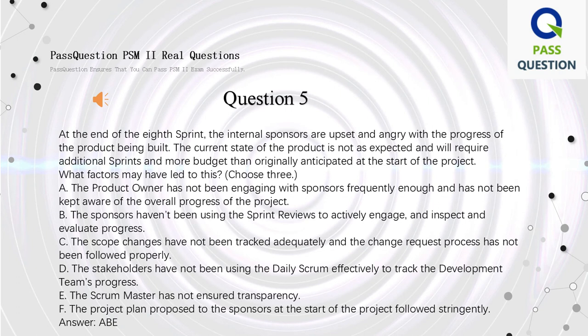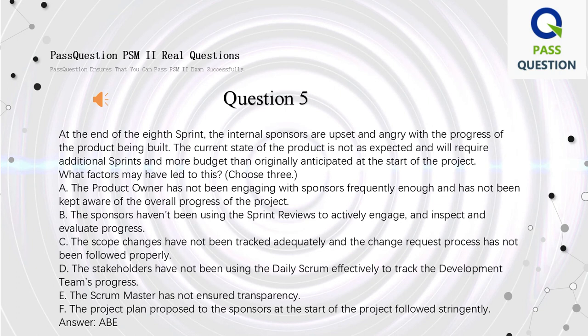Choose 3. A. The product owner has not been engaging with sponsors frequently enough and has not been kept aware of the overall progress of the project. B. The sponsors haven't been using the sprint reviews to actively engage, and inspect and evaluate progress. C. The scope changes have not been tracked adequately and the change request process has not been followed properly.